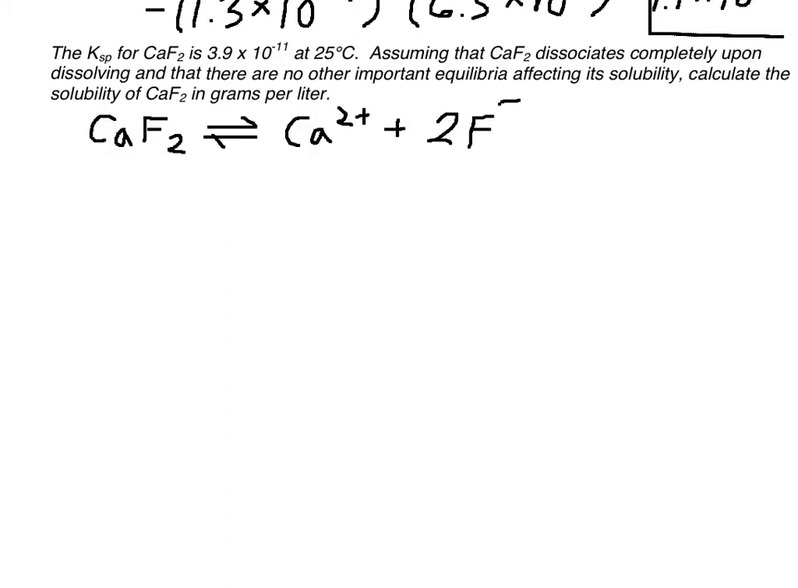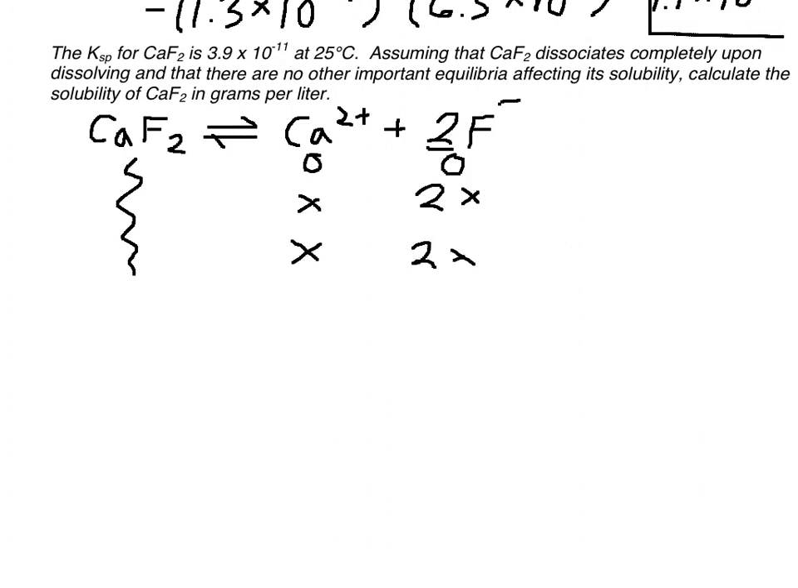Now once you have this, there's a couple of ways you can think about this. If you want to think about it as an ice table, you can do that. It doesn't matter how much solid you start with because the solid's not a part of the equilibrium expression. But you're starting out with 0 of both of these. You dump in the solid and it's going to change by going up by x and 2x, because of that 2 right there. Don't forget that 2. Which means that your equilibrium values are going to be x and 2x.